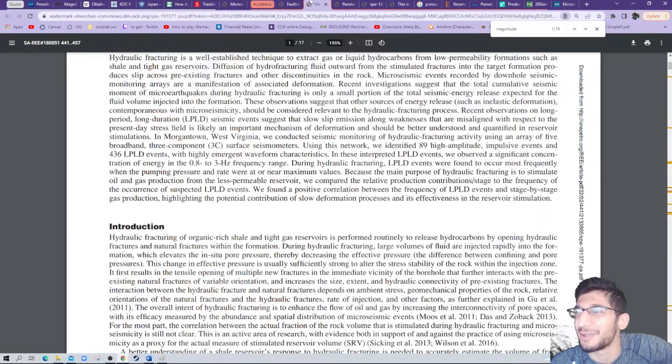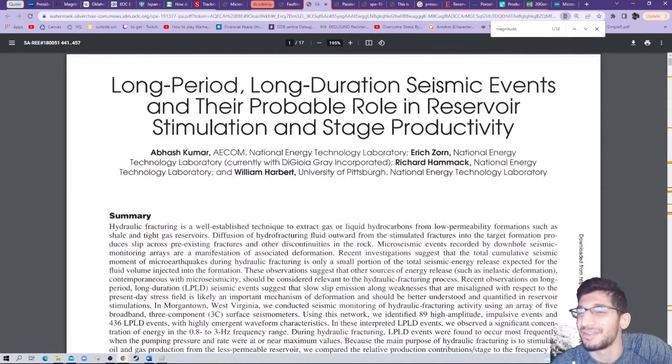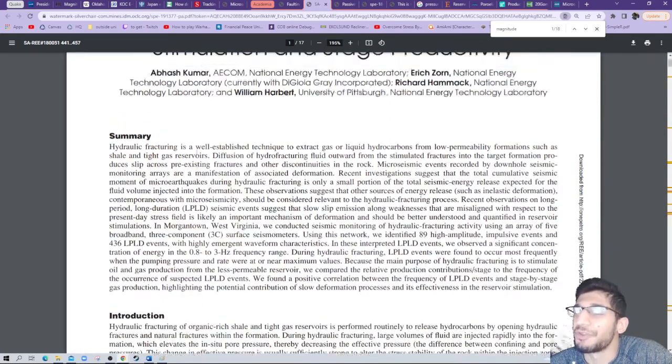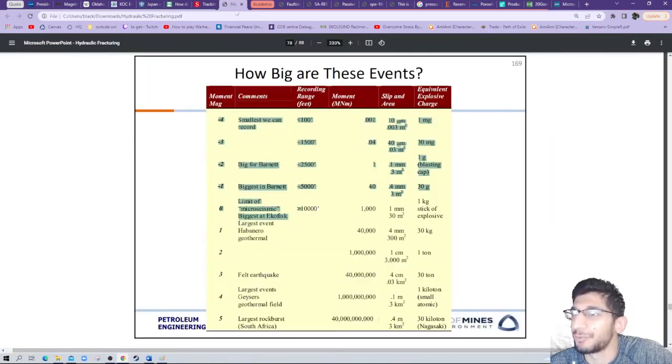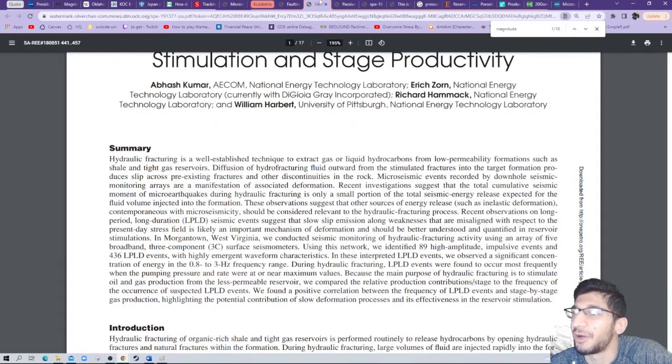It's very hard to say, but here are some documents that are recent research that does say that injection is what caused seismic events. So, seismic events and the probable role in reservoir simulation. Oh, this one is talking about hydraulic fracturing. If you remember in our scale, hydraulic fracturing was here in the micro scale, and this one was talking about how hydraulic fracturing is in the micro.